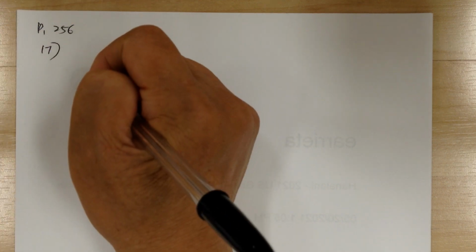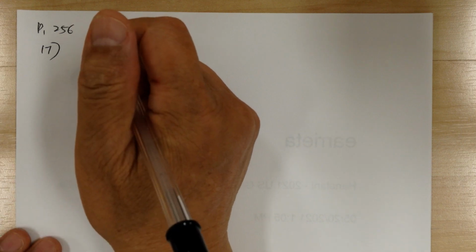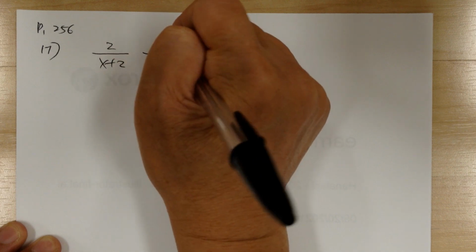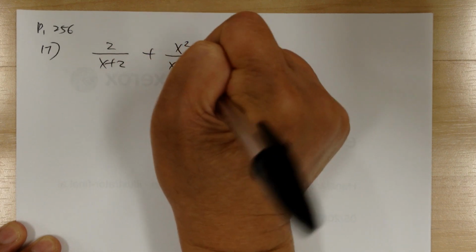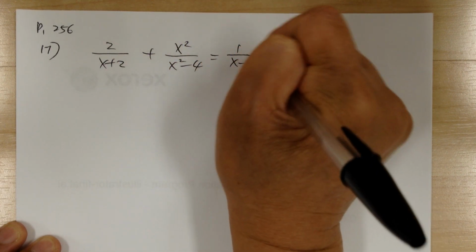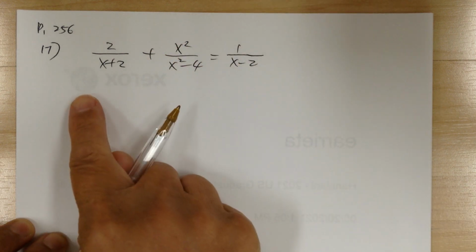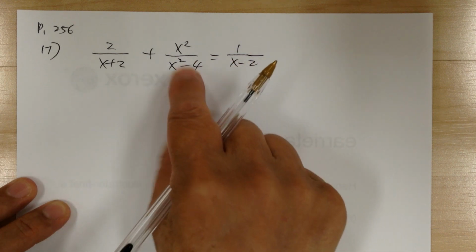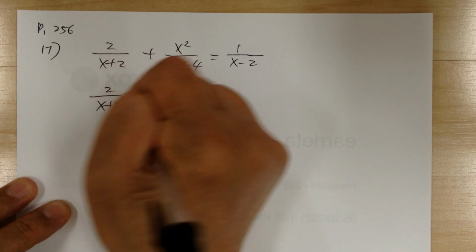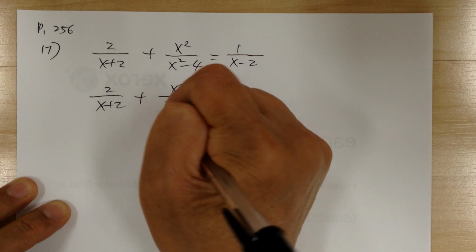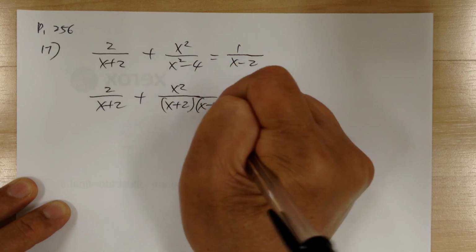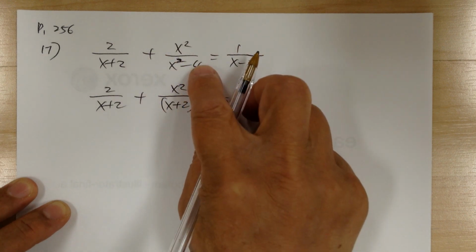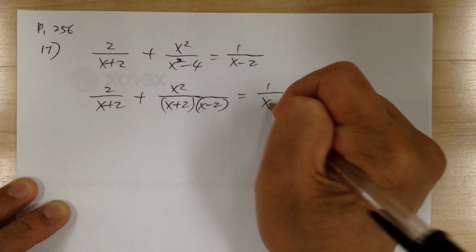Okay, number 17. So you have this equation you need to solve: 2 over x plus 2, plus x squared over x squared minus 4, equal to 1 over x minus 2. We need to get rid of the denominator, so we need to find the LCD. So we need to factor. You got 2 over x plus 2, and you got x squared over x plus 2, x minus 2, because this is step 2a, the difference of squares, to factor into conjugates.